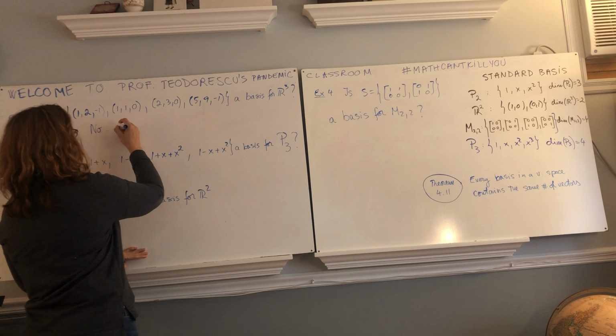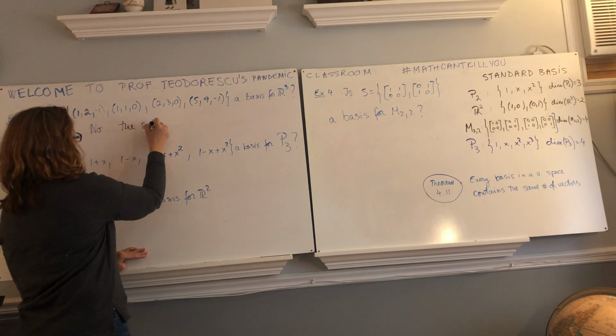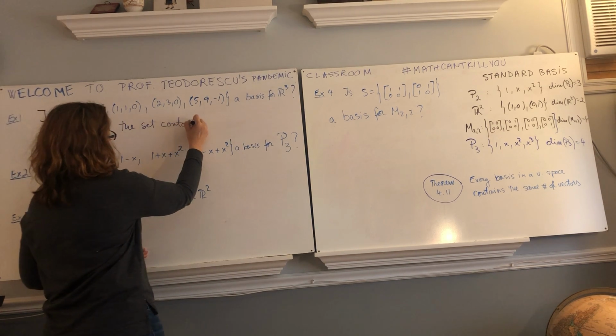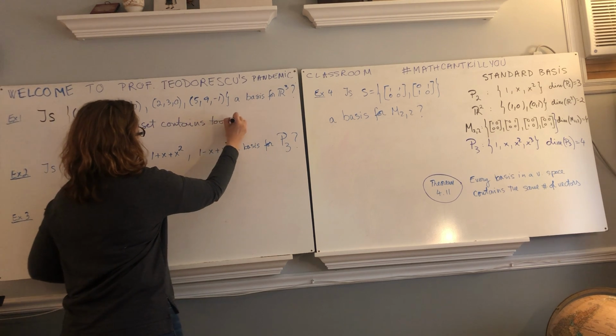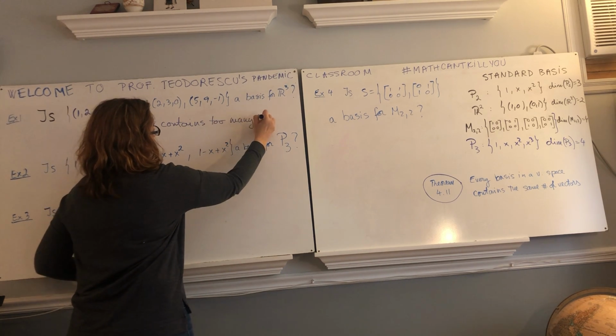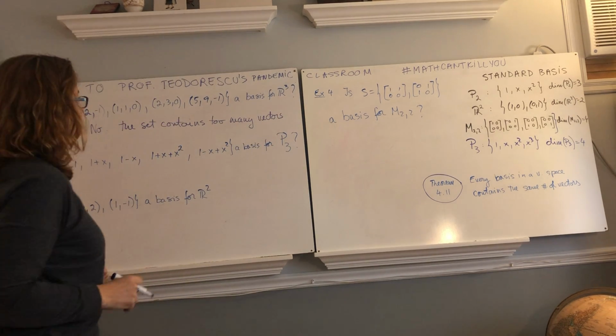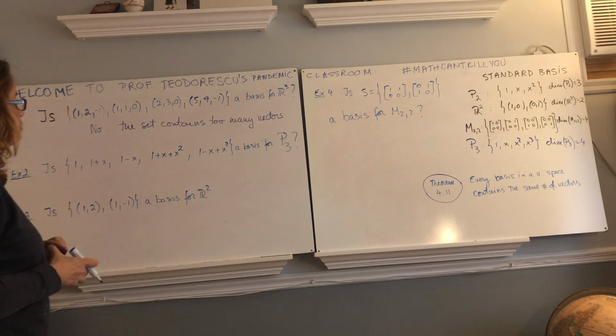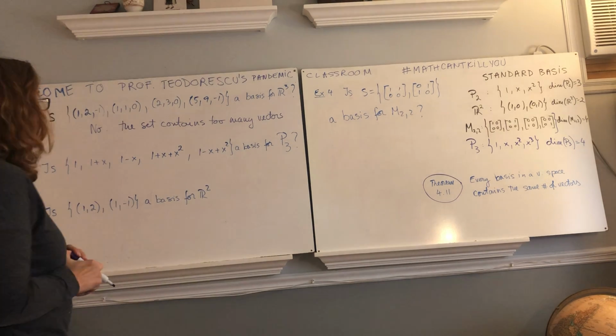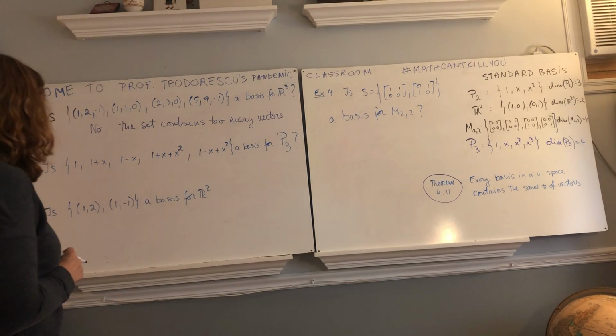The dimension of R3 is 3, and this set contains more vectors than that. So the set contains too many vectors. We don't really care about whether they're independent or whether they span the space. There are too many vectors for it to form a basis for R3.